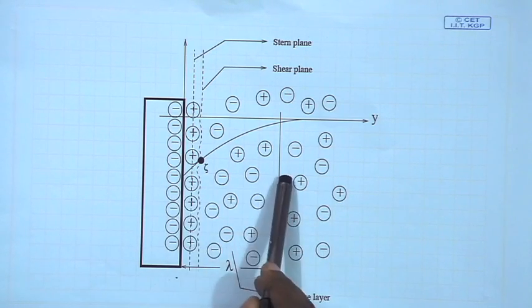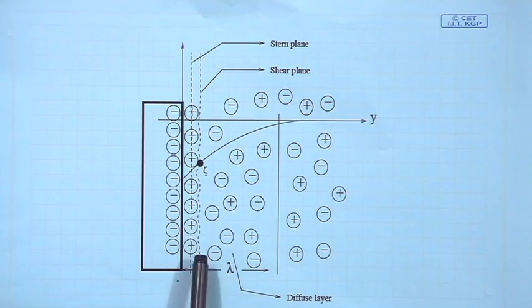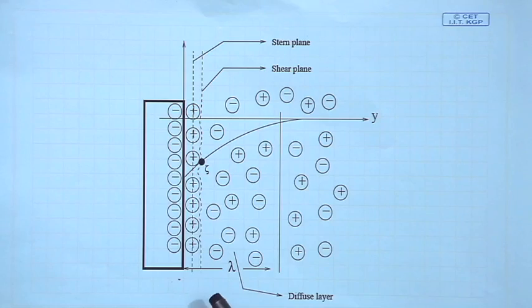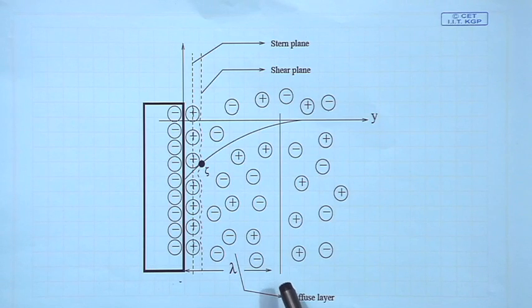Now, this layer can be divided into two. One is very close to the surface, referred to as the Stern layer, and the length of this is of molecular dimension, a few angstroms. There is another layer above it, which is the diffuse layer, where the ions are loosely attracted, loosely connected.